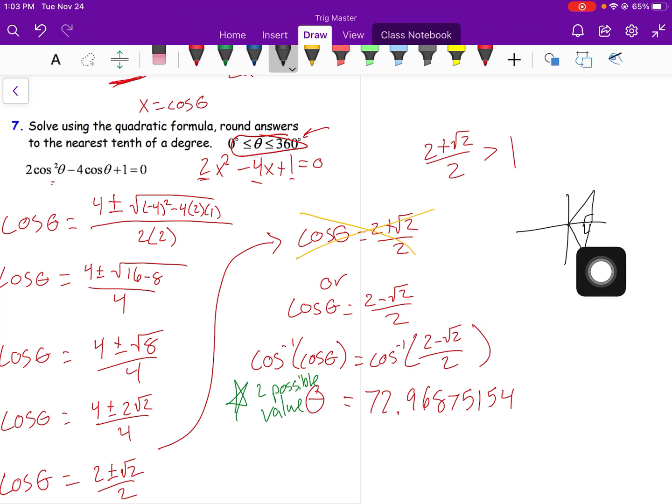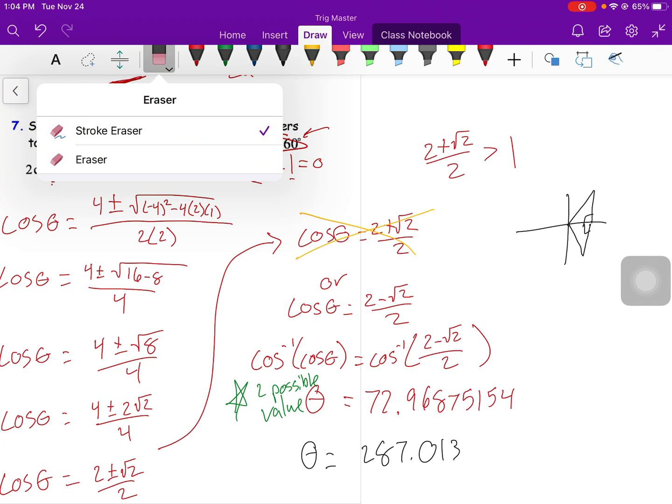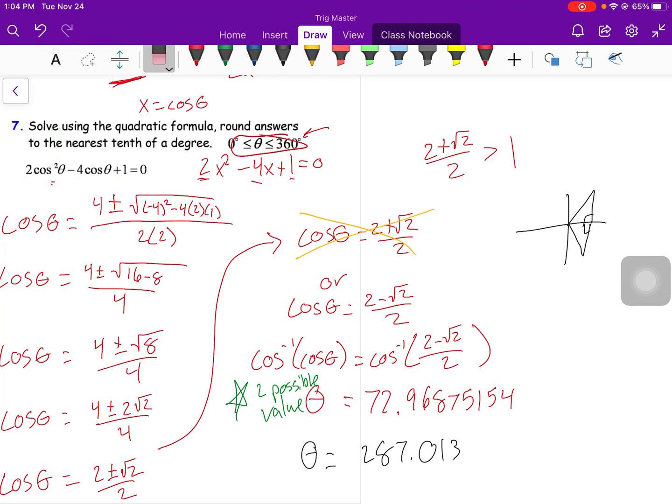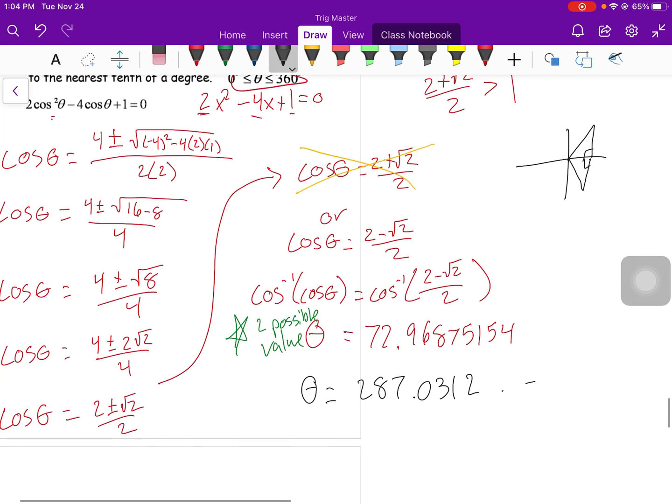Now to find the angle down here in quadrant 4, I'm going to take 360 degrees minus that reference angle. So if I do that, I get 287.0312, and there's some other stuff. Let me restate all of that, because starting in the middle of the number, I'm stumbling over myself. That'd be still an estimation.